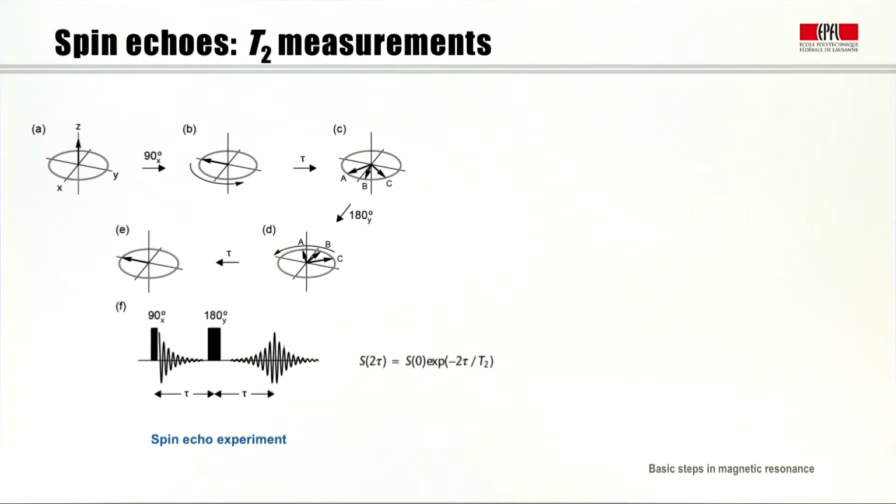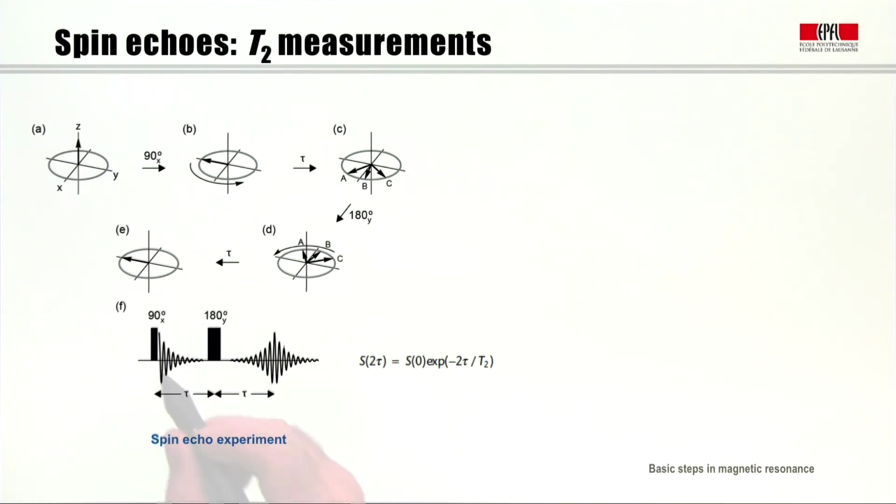Now, if we are concerned with the measurement of T2s, that is to say transverse relaxation times, also known as spin-spin relaxation times, then we have to learn how to do spin echoes. Spin echoes were invented in the 50s by Erwin Hahn, initially by accident. This is known as a serendipitous invention.